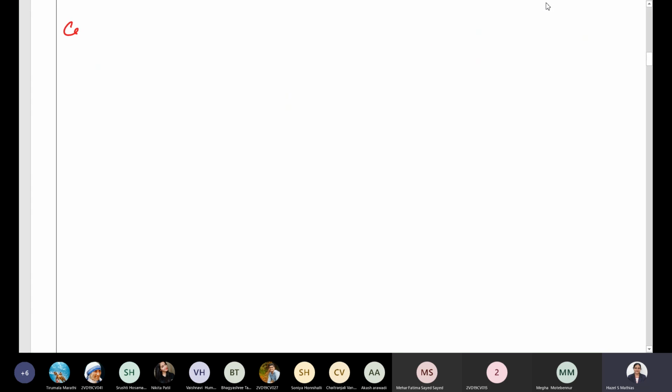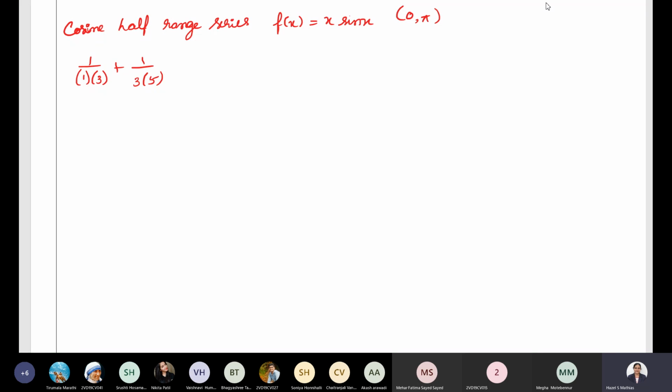Let's find the cosine half-range series of f of x equal to x sin x in the interval 0, pi, and we have to deduce that 1 by 1 into 3 plus 1 by 3 into 5 minus plus 1 by 5 into 7 minus etc. equals pi minus 2 by 4, or this can also be written as 1 plus 2 by 1 into 3 minus 2 by 3 into 5 plus 2 by 5 into 7 etc. equals pi by 2.